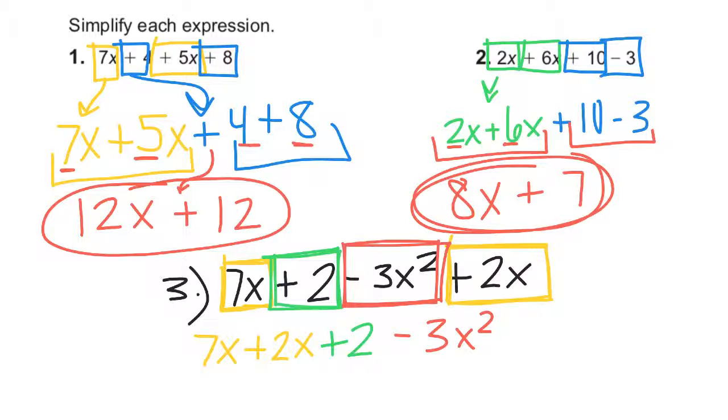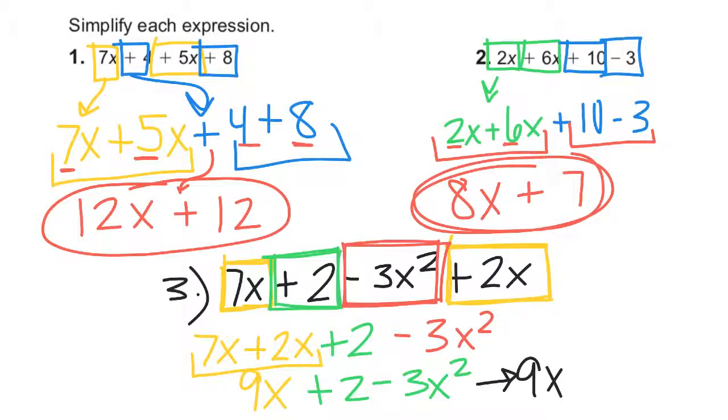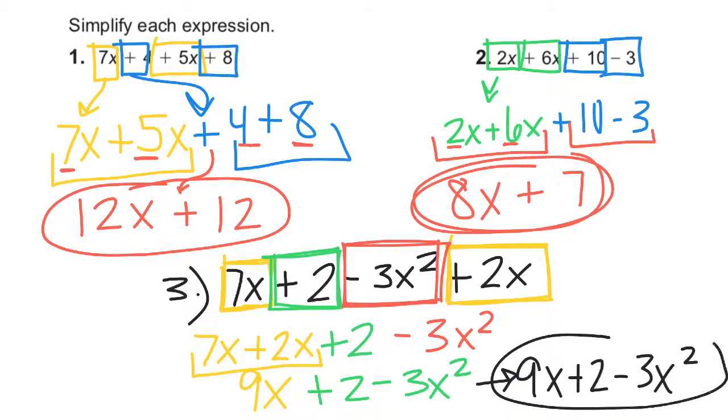And I'm going to look and see if I can combine anything that is similar or alike. I see that I do have two terms that have matching x's. So I'm going to add the 7 and the 2 and get 9x. Then I'm going to add 2 to that and subtract the 3x squared. I cannot combine anything else because none of this looks the same. So my final answer for this specific example would be 9x plus 2 minus 3x squared.